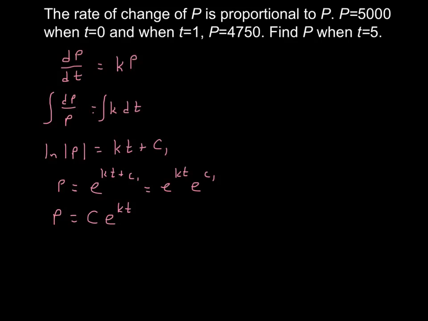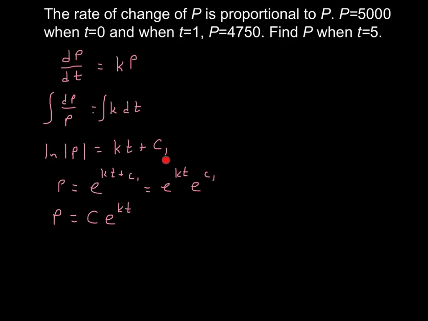Whenever you see that a rate of change is proportional to something, it's always going to be dp dt, or d whatever it is, equals k times whatever it's proportional to. And so by separating the variables here, I'm going to multiply both sides by dt and divide by p. And so I get dp over p equals k dt, and I integrate both sides. When I do that, I get the natural log of the absolute value of p equals kt plus c1.